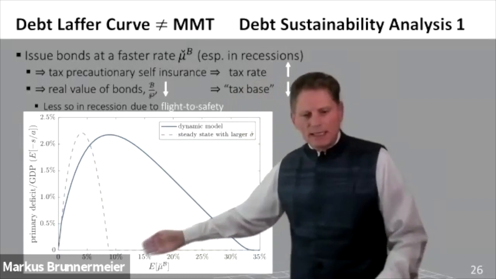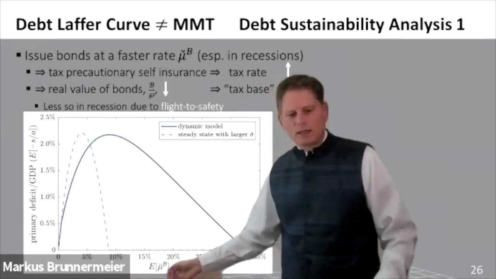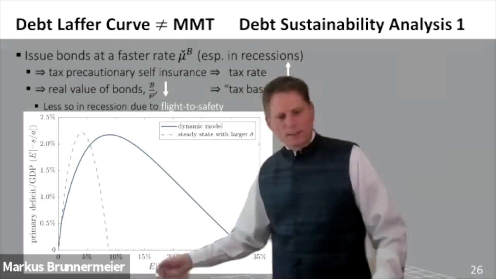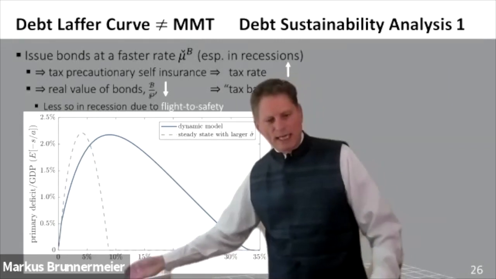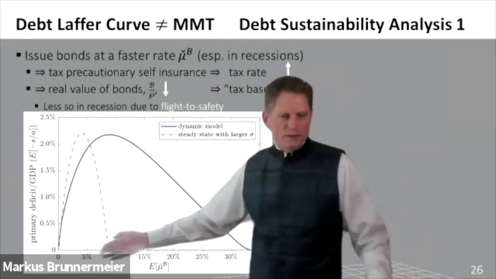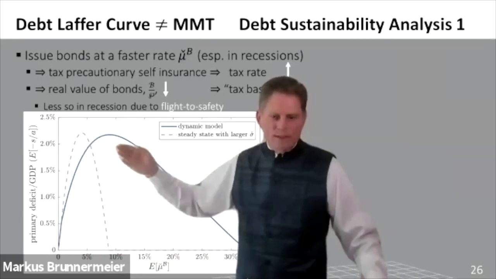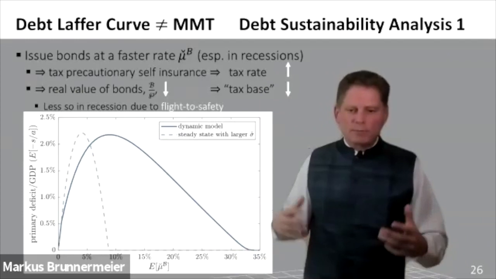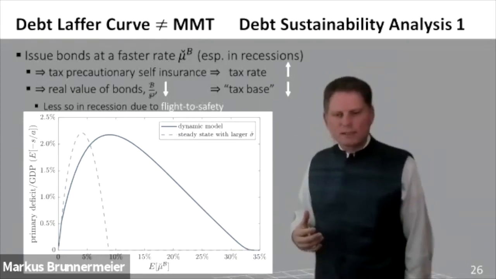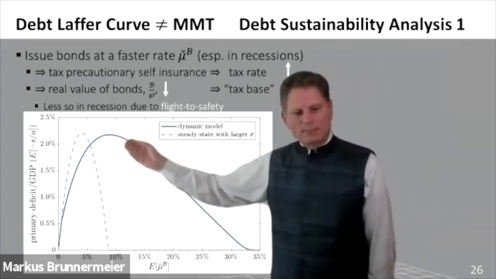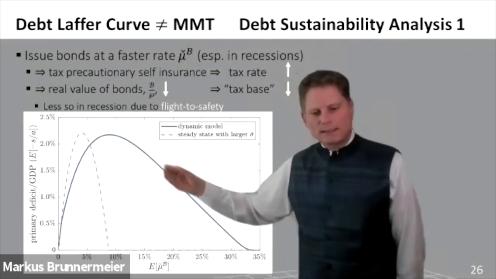You can see the average expected growth rate of the issuance rate of government bonds is on the x-axis, and you see the primary deficit you can fund with that goes up to 2%. Okay, so it's not tremendous, but it's 2%. It's a significant amount of money at the peak. And then if you go beyond 2%, it goes down.